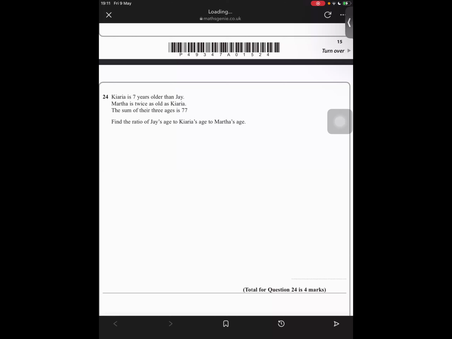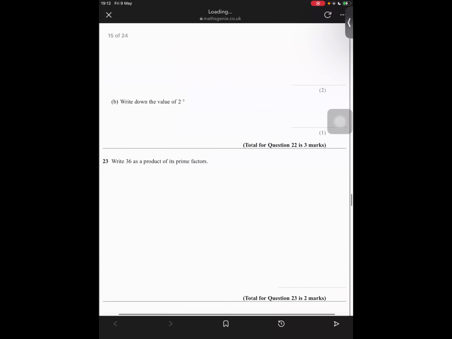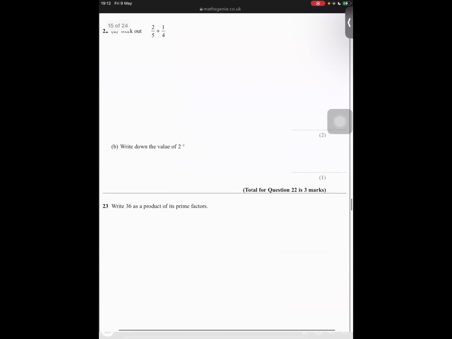Okay. I think which of them should we do? Okay, let's see if we can just do 3 of them quickly. For the first one, work out 2 over 5 plus 1 over 4. That's pretty simple. We have an LCM of 20, right?